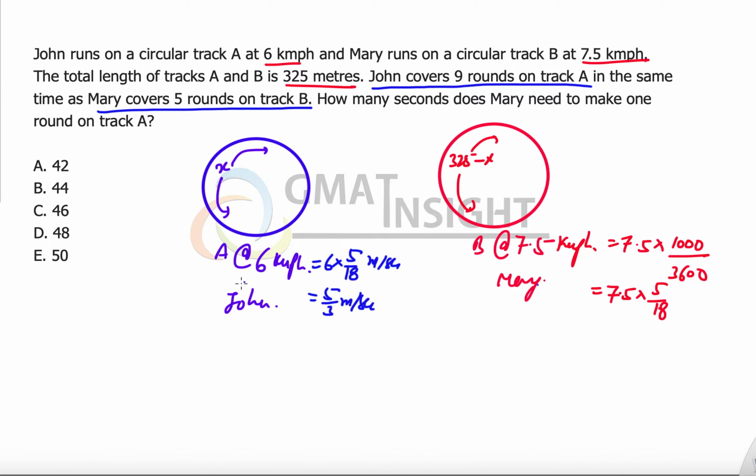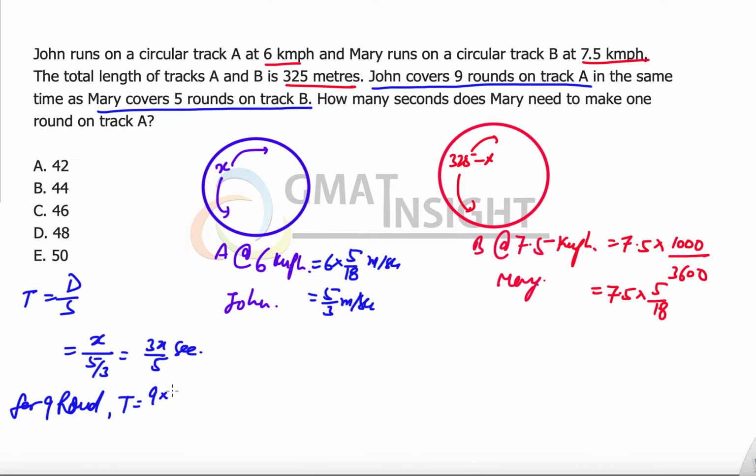So the time for John to cover one round. The time is given by distance over the speed, and the distance of track A is equal to x, while the speed of John we already have calculated is 5 over 3. That means 3x over 5 seconds is for one round. For 9 rounds, the time is equal to 9 multiplied by 3x upon 5, which is 27 upon 5x.